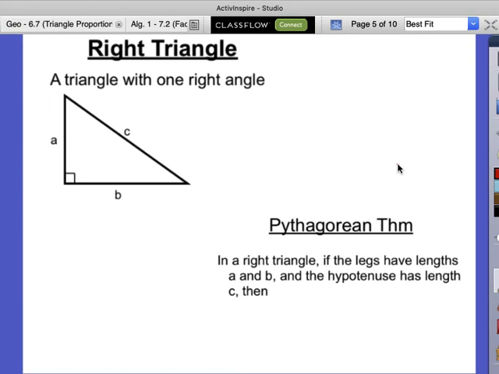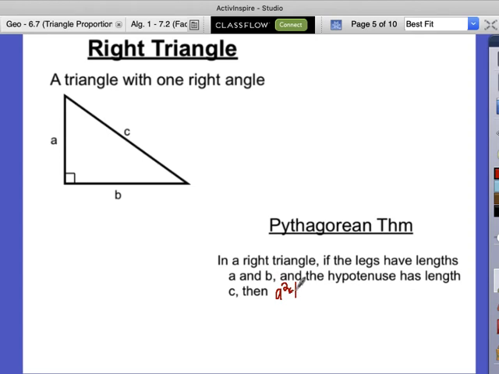Now we have this Pythagorean theorem. This is probably something you've heard of before. In a right triangle, only for a right triangle, if the legs have lengths A and B, the legs are the sides touching the right angle, and the hypotenuse, the side opposite the right angle, has length C, then, can anybody tell me what the Pythagorean theorem is?